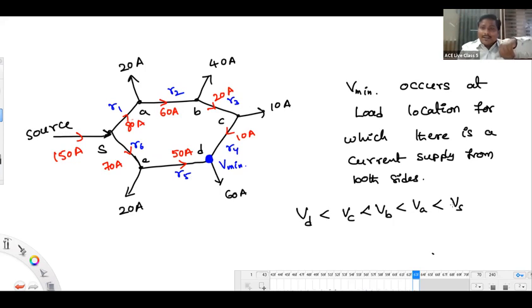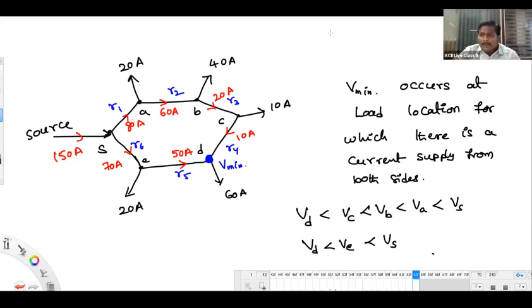Then in this way also, you are getting current from E to D, means D is less compared to E voltage, and that's less compared to the source voltage. So this is the reason why you will say that the point at which we get current supply from both sides will have the minimum voltage. Okay.